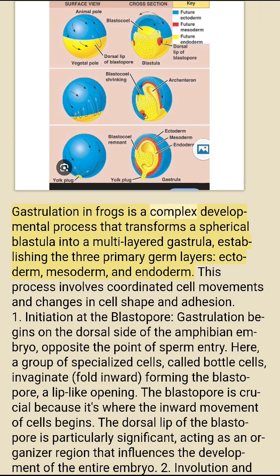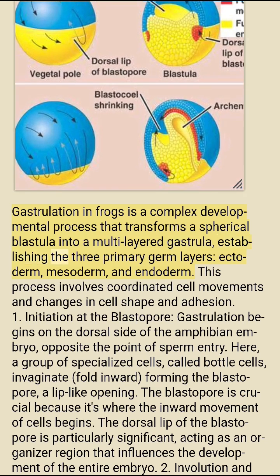Gastrulation in frogs is a complex developmental process that transforms a spherical blastula into a multi-layered gastrula, establishing the three primary germ layers: ectoderm, mesoderm, and endoderm. This process involves coordinated cell movements and changes in cell shape and adhesion.